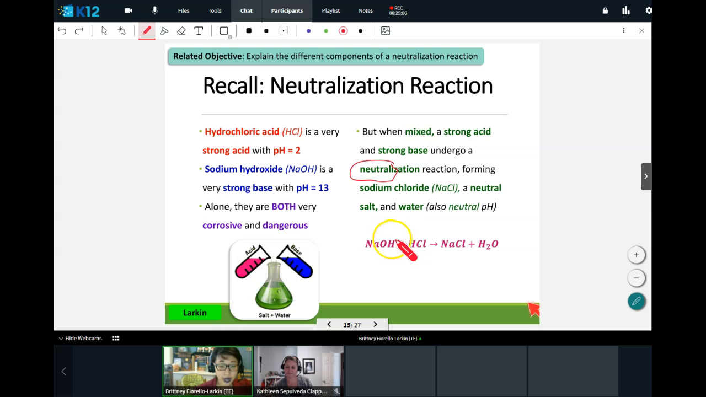So again, sodium hydroxide is a base and bases provide OH ions. Hydrochloric acid is an acid and acids provide hydrogen ions. And these two things are going to attack each other. Okay, so now I have an O, an H, and an H. That means I have 2 hydrogens, 1 oxygen. What does that make?